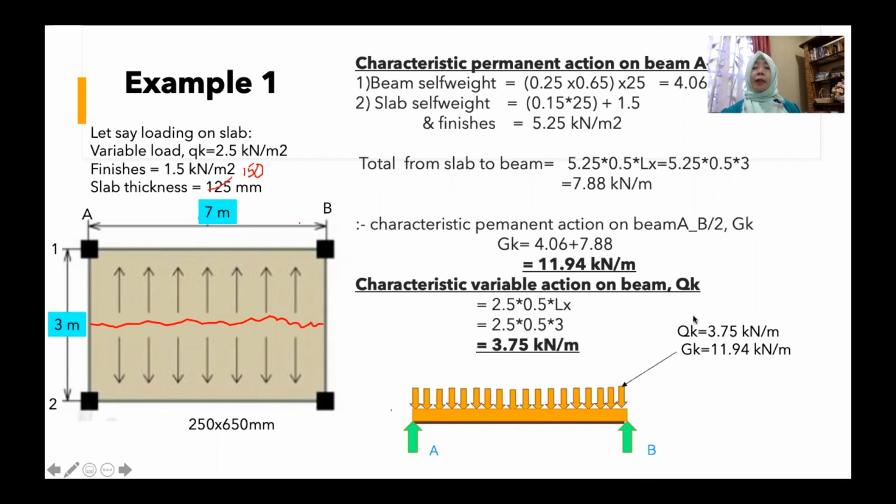After you get these values, you can calculate WD. WD is equal to 1.35 times 11.94 plus 1.5 times 3.75. That is the value of the design load on the beam. Afterward, you can get the moment and shear diagram. That is how we get the action on the beam. So the action on the beam is actually from two types of load, permanent and also variable loads.